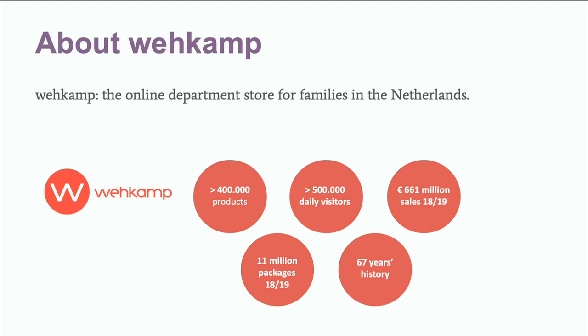Also, I would like to introduce Vcomp. Vcomp is an online shopping company in the Netherlands, mainly focused on the Dutch market. Here are some facts about the company. We have more than 400,000 products online, and about 500,000 daily visitors. Last year, we accomplished more than 6 million sales, and we sent out more than 11 packages last year. Also, one very interesting fact about Vcomp is that it has a history of more than 67 years.